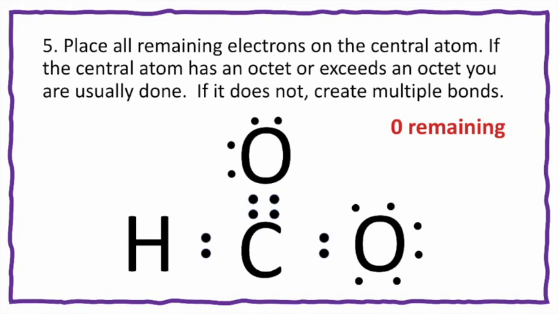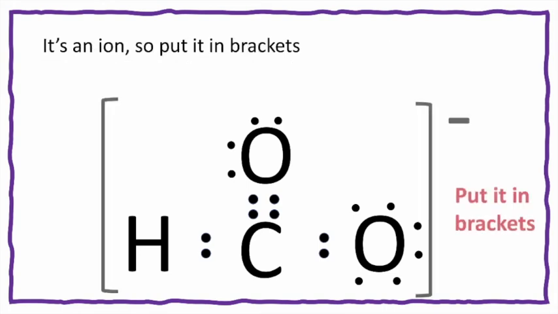Could we have made the double bond with the other oxygen? Sure, we could have made it between either oxygen, and we'll get into this in a future lesson. Well, we're going to take this ion, we're going to put it in brackets, and we're going to put the negative charge up in the right.